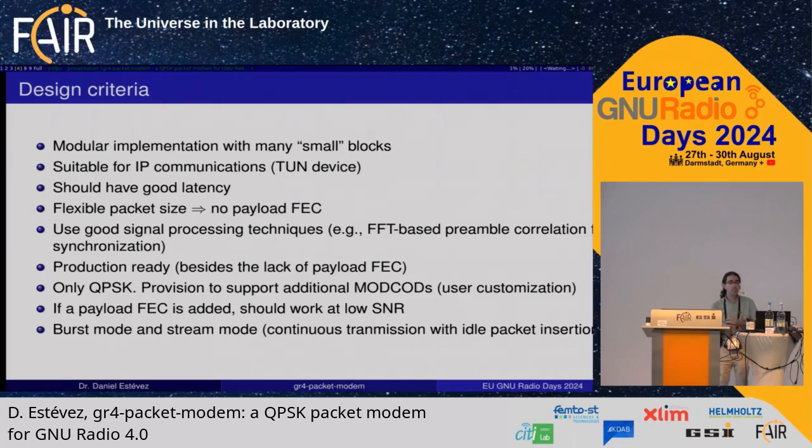If payload FEC is added, this should work at low SNR. So if I add my own LDPC code or anything, then everything else in the modem should be up to the same level of the LDPC code. So the modem should synchronize, it should decode the header and everything else. The payload FEC decoding should be the point at which it breaks if I reduce the SNR.